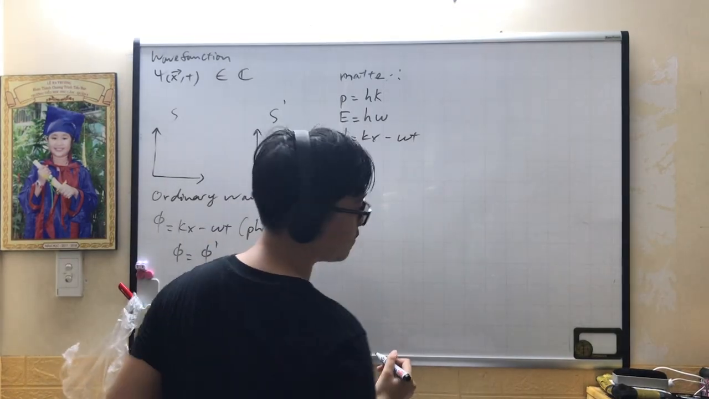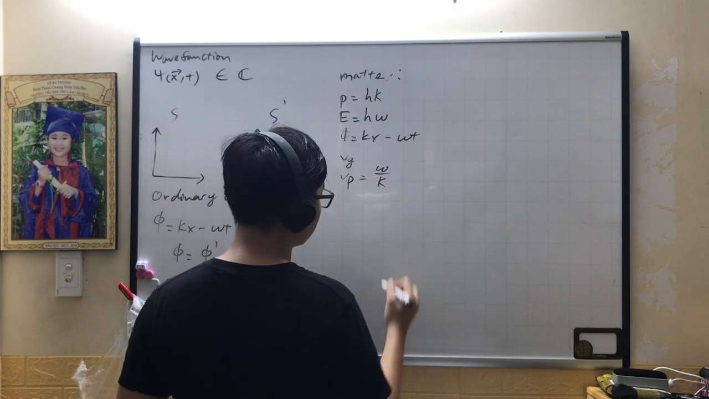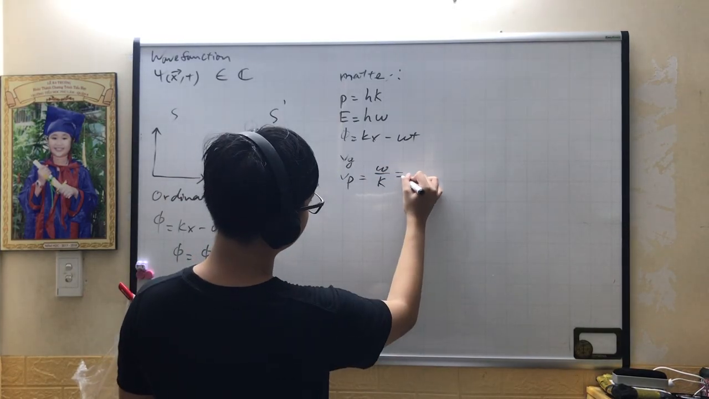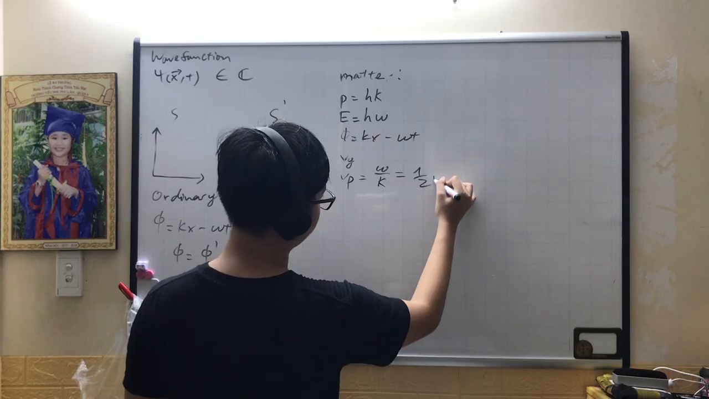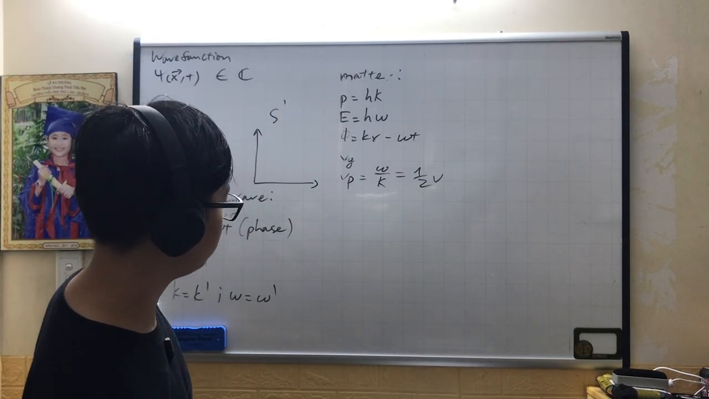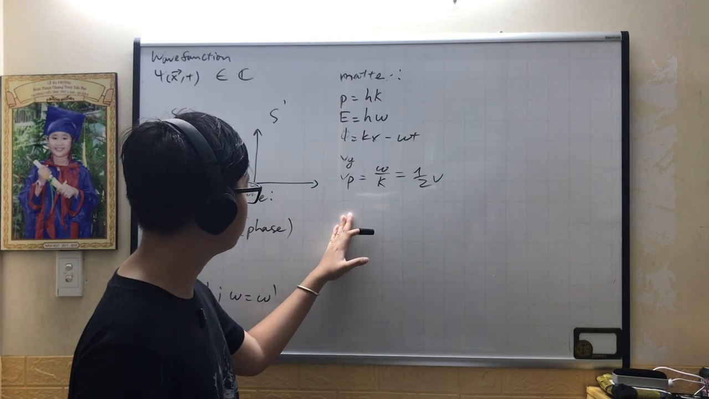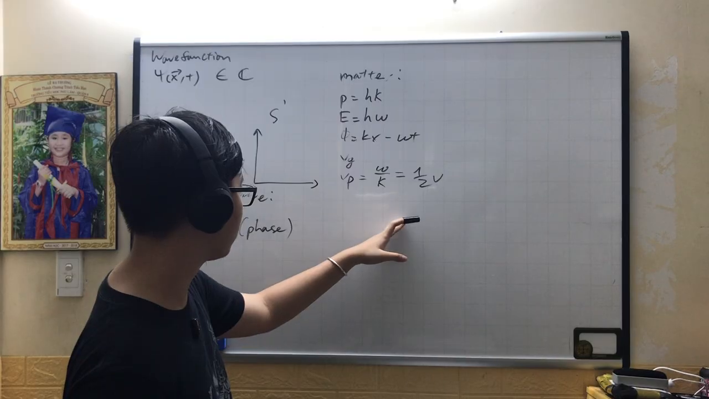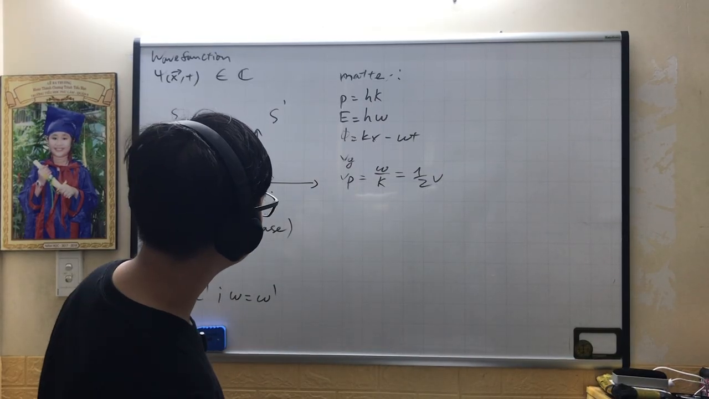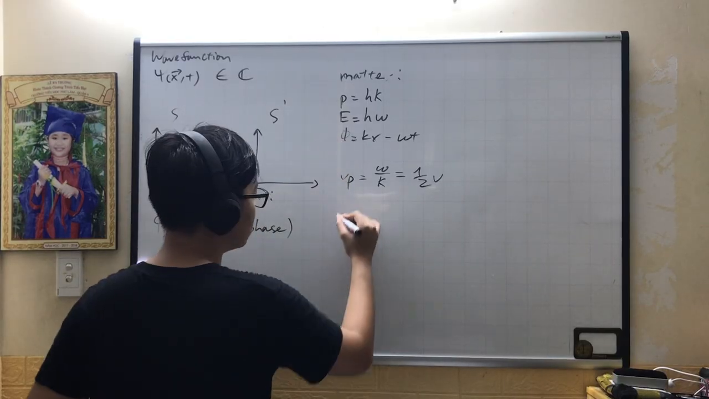So the velocity of the phase is easy. It would just be omega over k. And this guy would equal 1/2 of the velocity. Some people would say that this is good enough. But we want the full velocity, not half of it. So we're gonna take a look at the group velocity next.